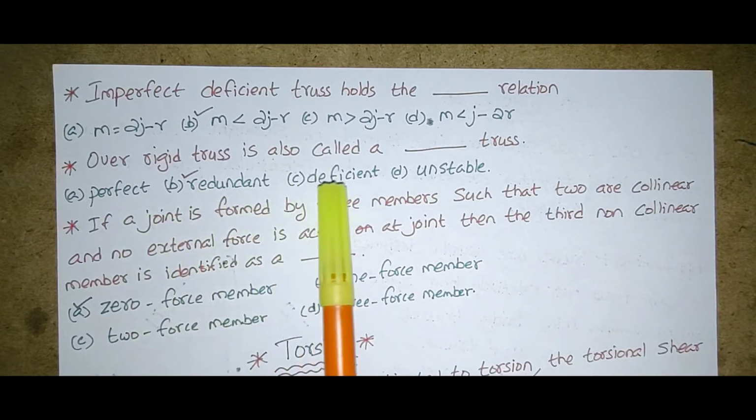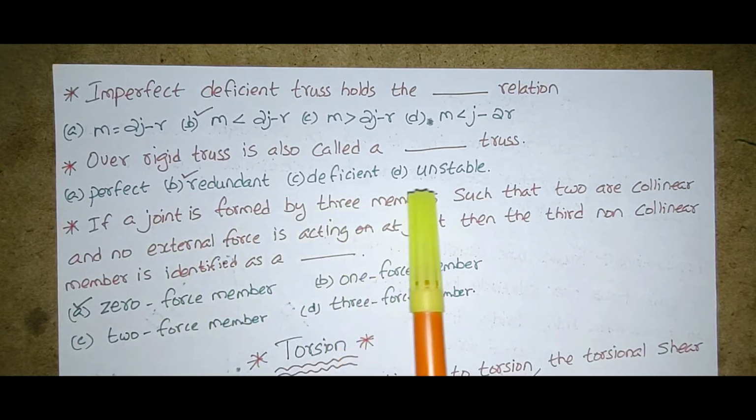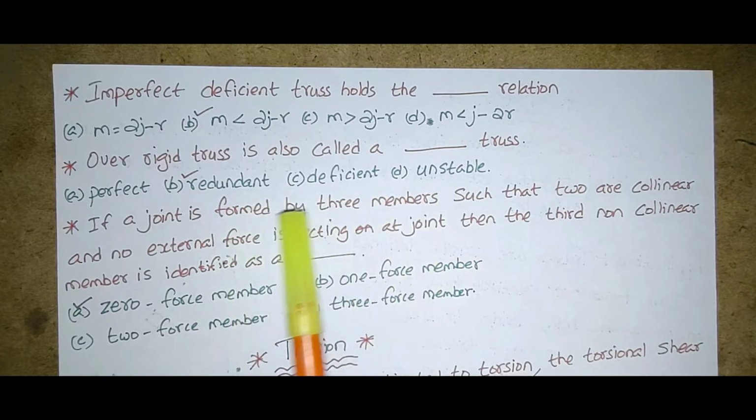Over rigid truss is also called as perfect truss, redundant truss, deficient truss, unstable truss. So over rigid truss is also called as redundant truss.